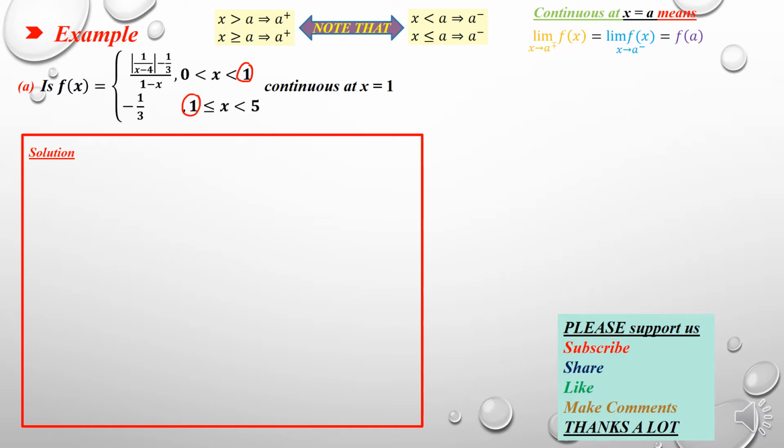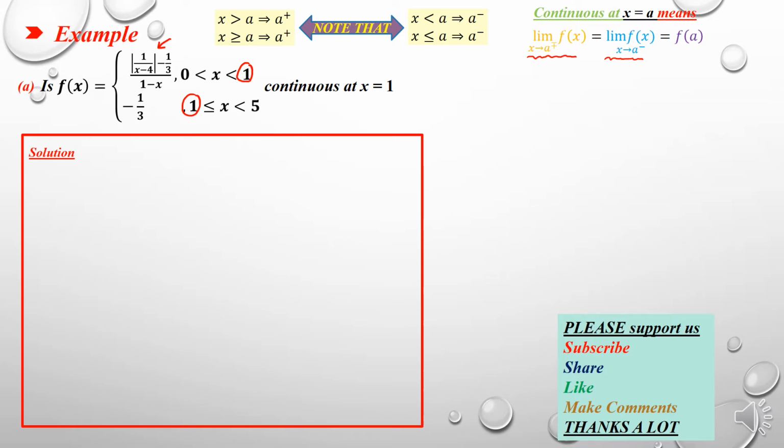So as you know, 1 is common between the two intervals, and to check the continuity around x equals 1, this means you have to check if the limit of f of x when x goes to 1 from right equals the limit of f of x when x goes to 1 from left equals the image of 1 under the function f. But before we start this check, you have to redefine the function, because we have an absolute value function, so you have to get rid of the absolute value notation.